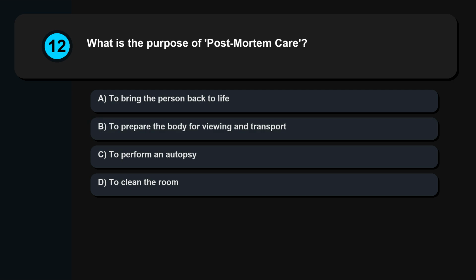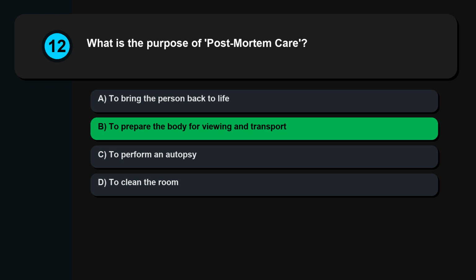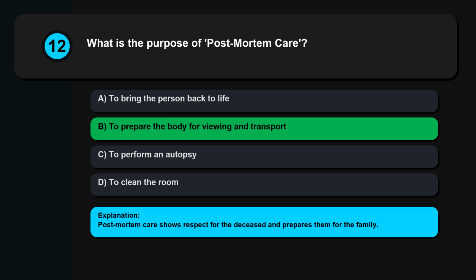Question 12. What is the purpose of postmortem care? To bring the person back to life, to prepare the body for viewing and transport, to perform an autopsy, to clean the room. Postmortem care shows respect for the deceased and prepares them for the family.